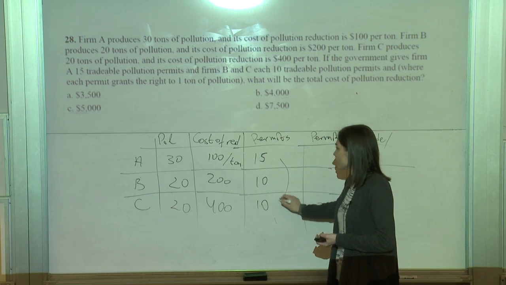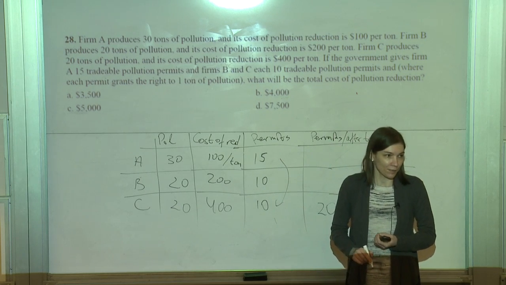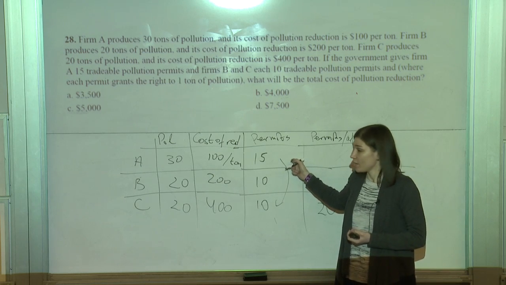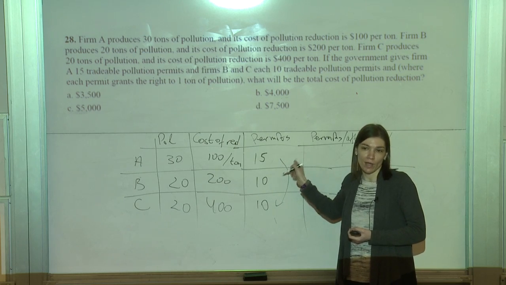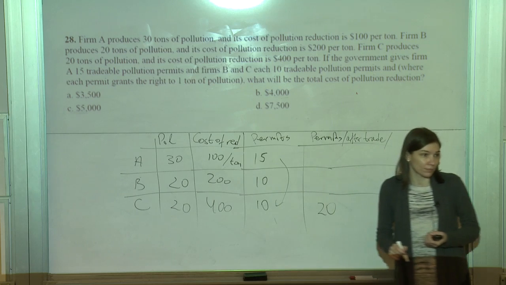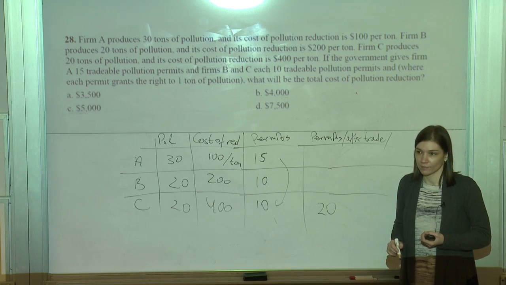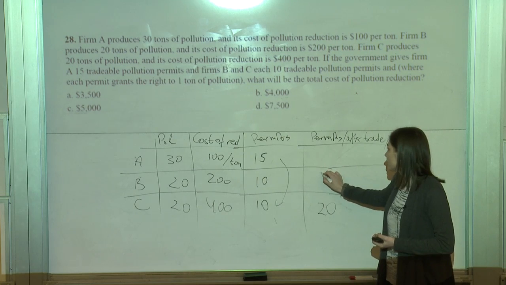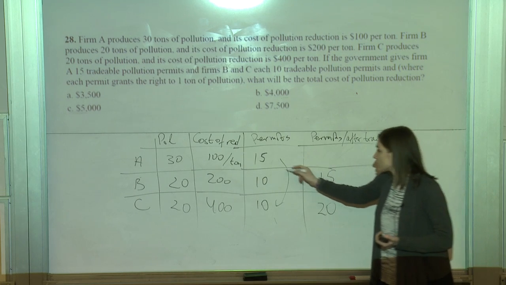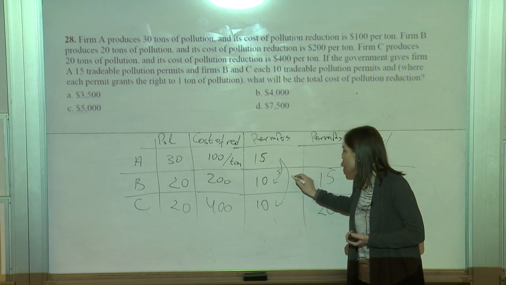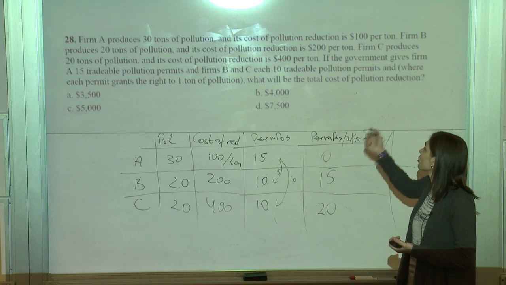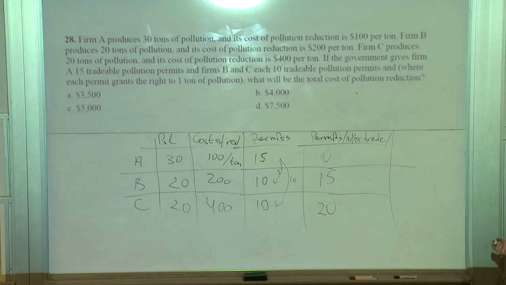Well, since A already sold 10 to C, A only has 5 available. And B is going to be willing to buy those 5, and they'll be paying, let's say, $199 for them. Right? And so they're going to end up with 15 permits, and A has 0. So 5 go there, 10 go there. They have 0. So the question is, what would be the total cost of pollution reduction?